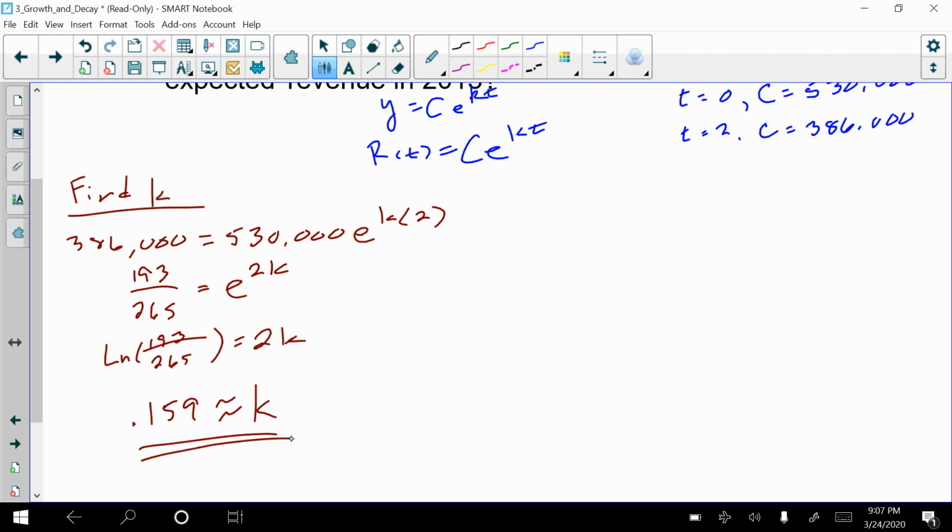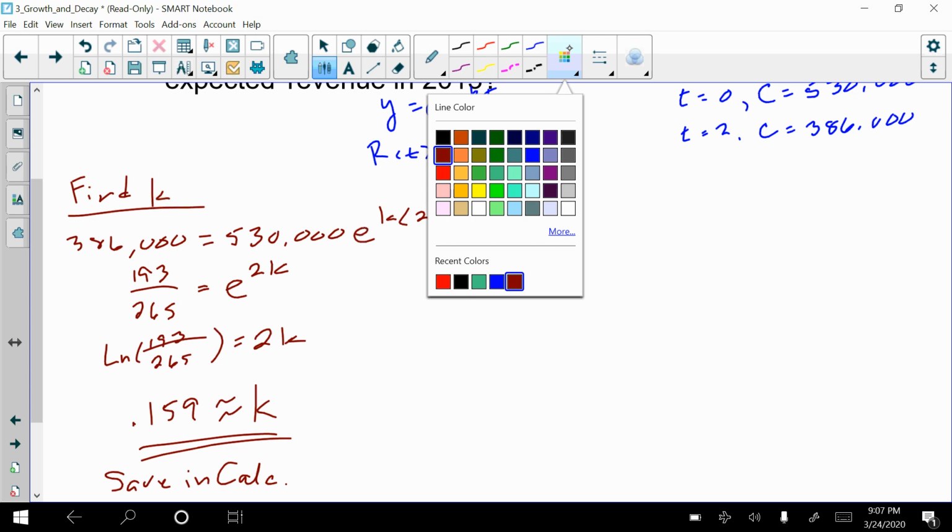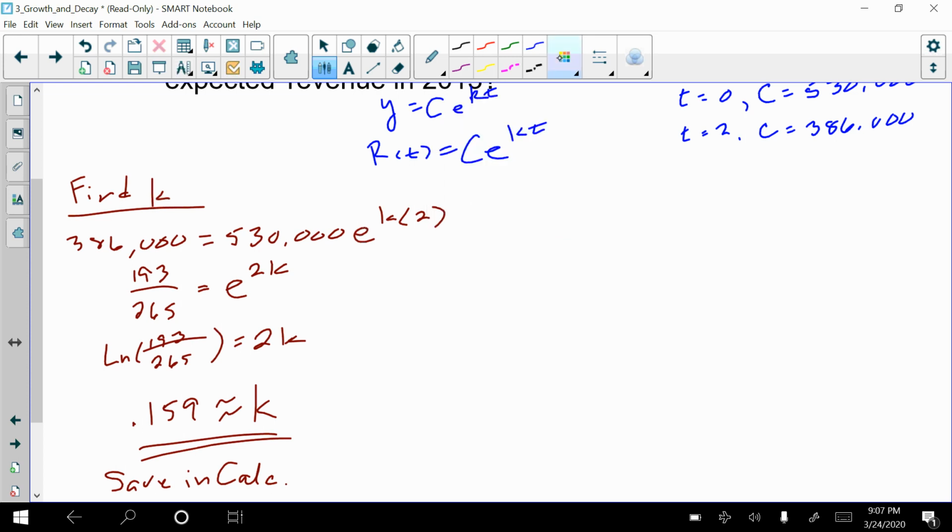Now, this number here that we have for k, make sure you save this number in your calculator, because we don't want to do any math with a rounded number. So save that number in your calculator. Otherwise, make sure that you write down what k actually is as an exact number, natural log of 193 over 265, and the whole thing divided by 2. Okay, so now that we have k, now we can find out what the projected revenue will be in 5 years in 2013. So next we can actually solve the problem that we were given.